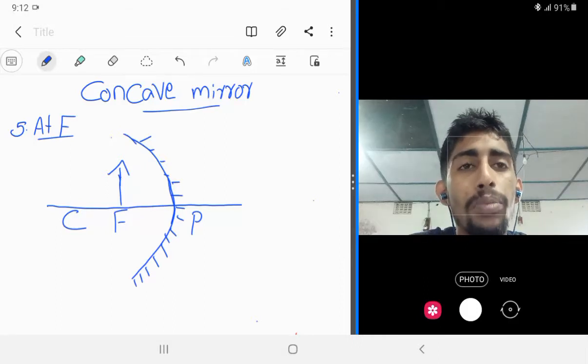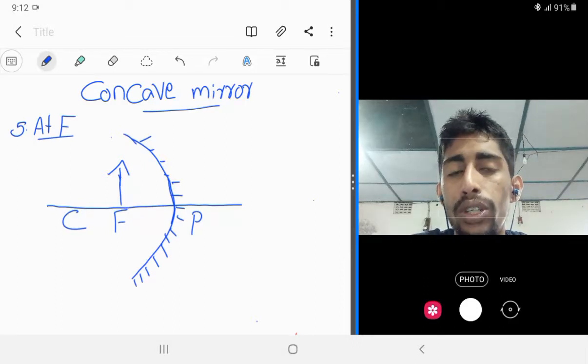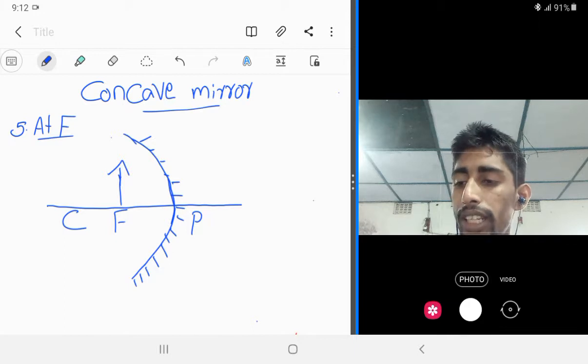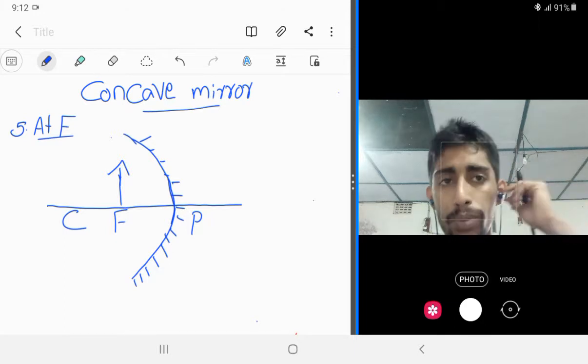Hello, good morning all. Today we are going to study the last portion of the image formation.